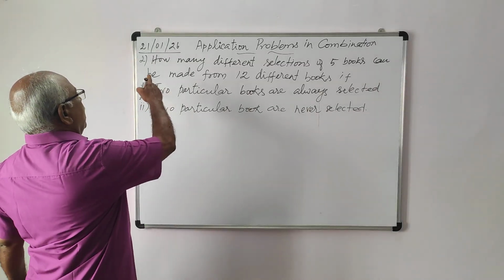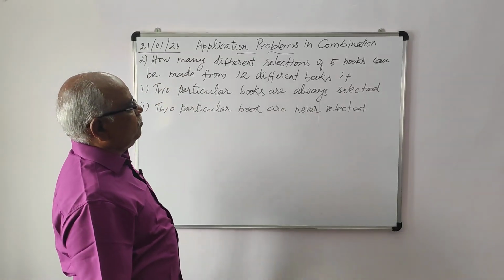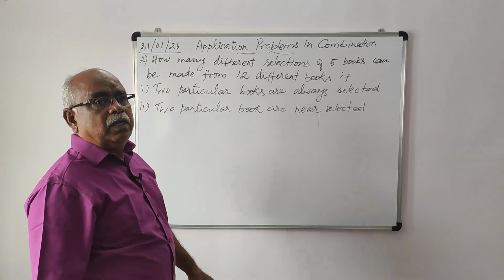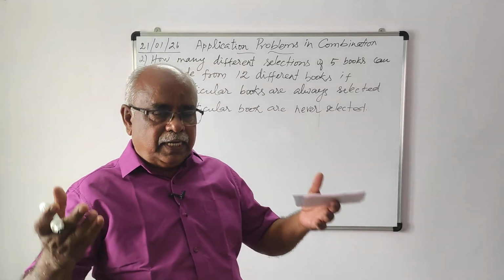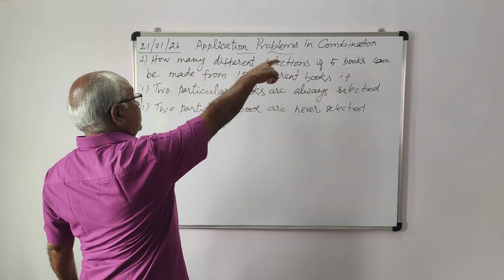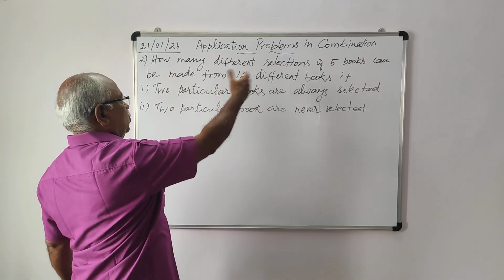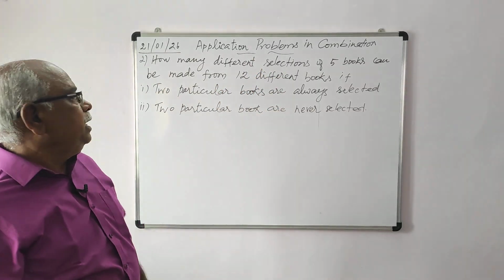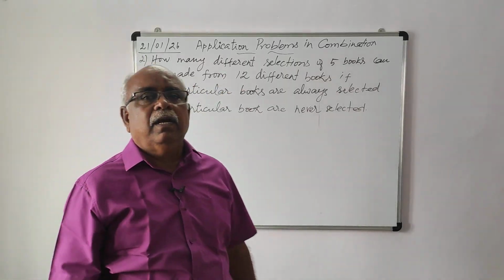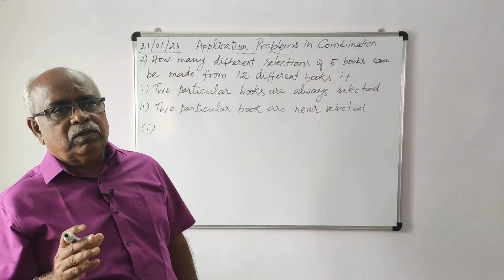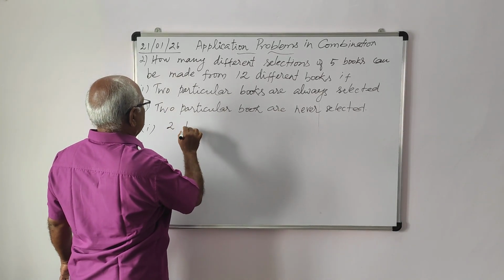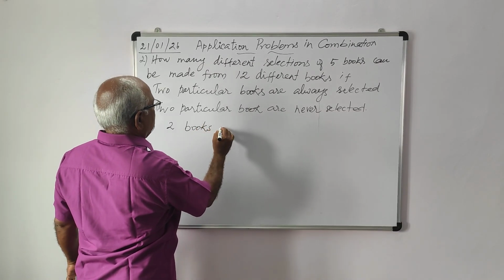See, next problem. How many different selections of 5 books can be made from 12 different books? You have 12 different books, and from them you have to select 5 books. The first condition is that 2 particular books are always selected. Out of these 12 books, 2 particular books are already selected.